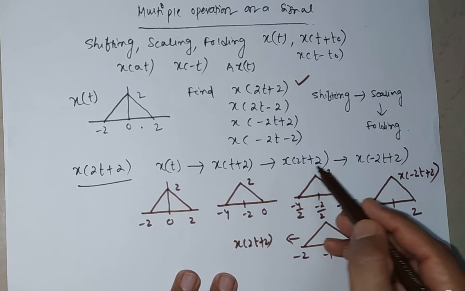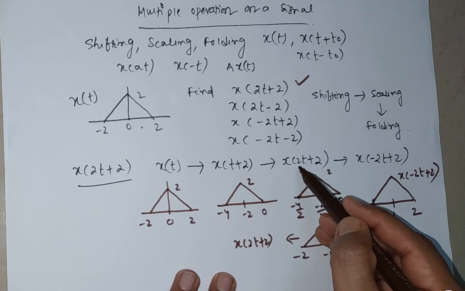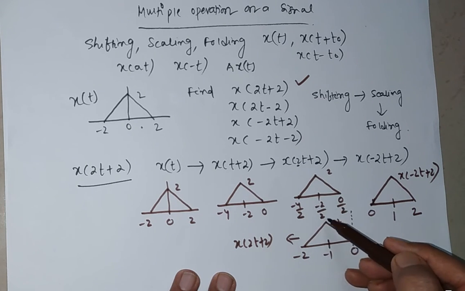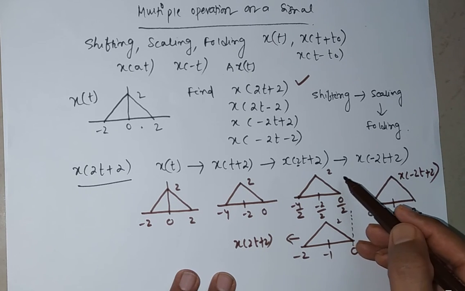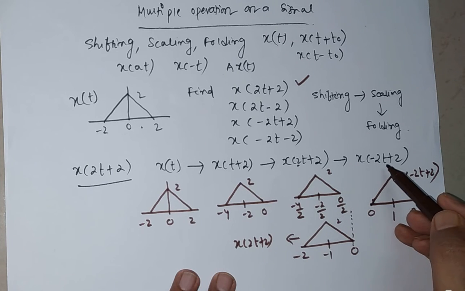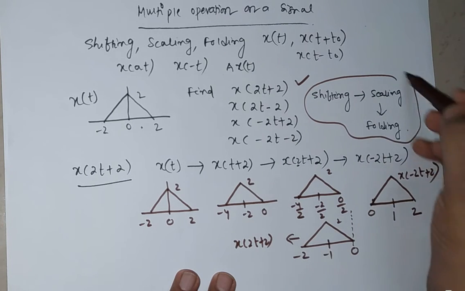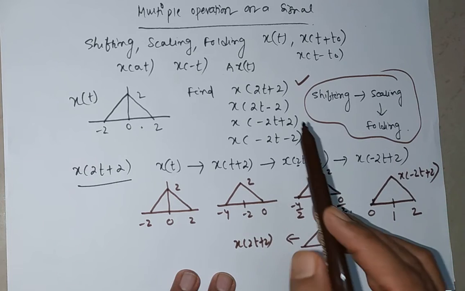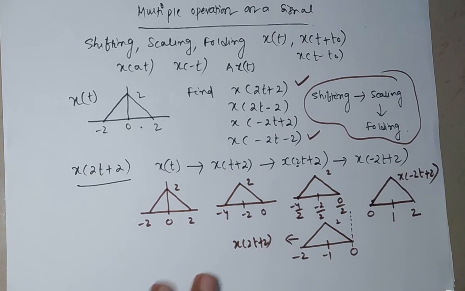Then 2t plus 2: when you do time scaling, you know that simply divide the time limit by the scaling factor. Here the scaling factor is 2. So that's why minus 4 by 2, minus 2 by 2, 0 by 2, and finally fold the signal with respect to the y axis. You will get x of minus 2t plus 2. Always follow this order that I gave to solve multiple operations on a single signal. Now this part is over. Then you can go for the next question.